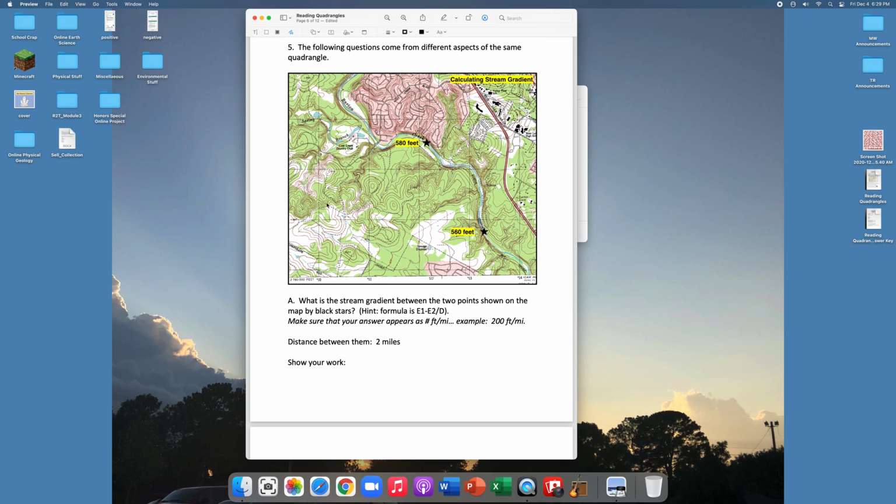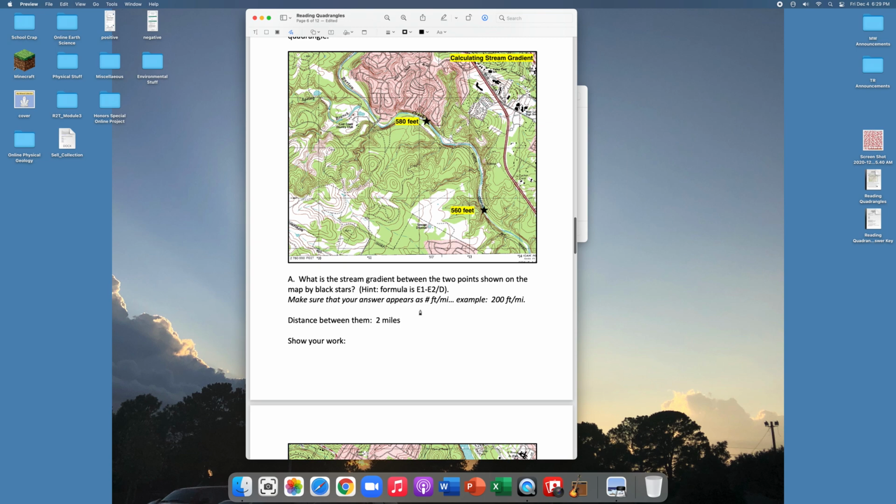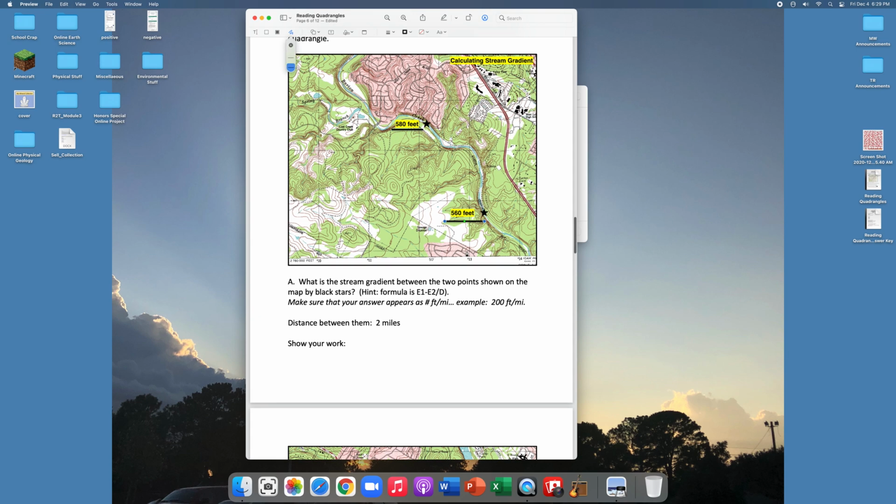Okay, so moving on, this is a gradient problem. It asks you to determine the gradient between the 2 points given. The higher number is going to be your E1, and then your lower number is going to be your E2. So it's 580 minus 560, because it's E1 minus E2, and that equals 20.